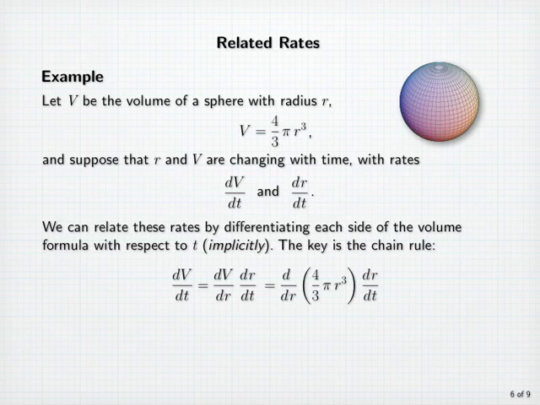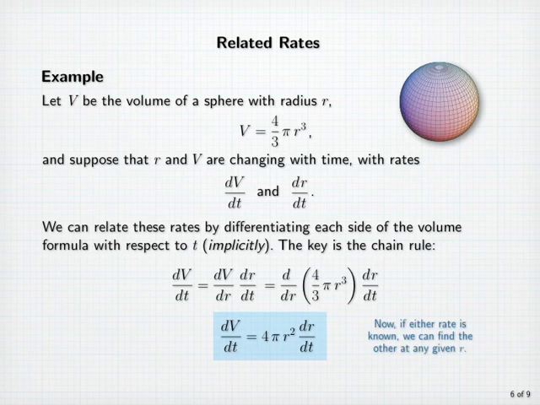So we take the derivative with respect to r of 4/3 pi r cubed and multiply by dr/dt. The power rule tells us that the derivative of 4/3 pi r cubed is 4 pi r squared, so we have 4 pi r squared times dr/dt. A way of thinking about what we've got here is that if either rate is known, we can find the other one at any given value of r.